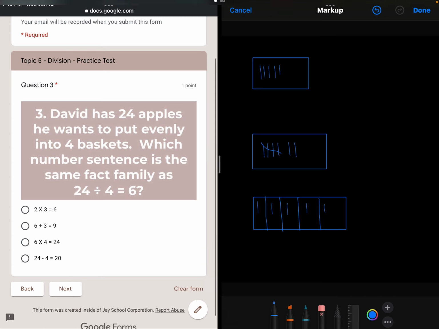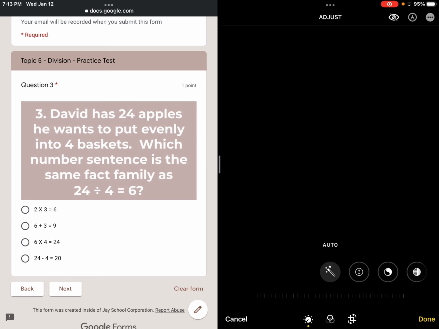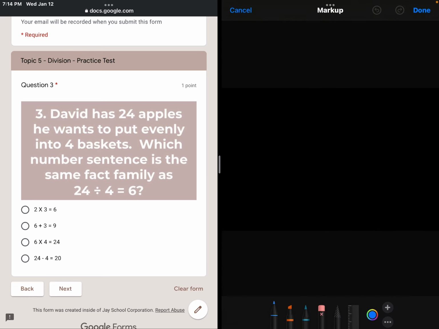And I'm on question 3. David has 24 apples. He wants to put them evenly into 4 baskets. Which number sentence is the same fact family as 24, because he has 24 apples and he's dividing them. 24 divided by 4, okay? What's the same as that fact family? Equals 6.